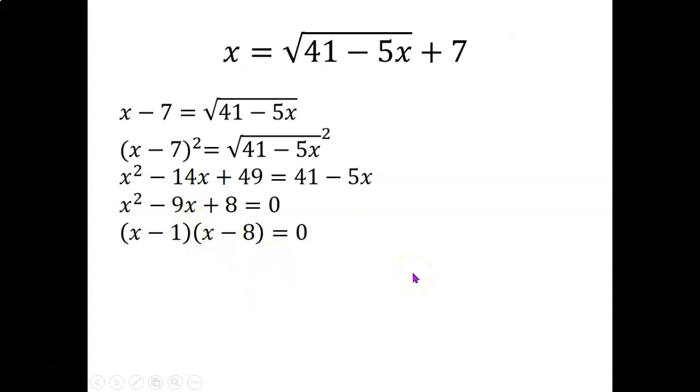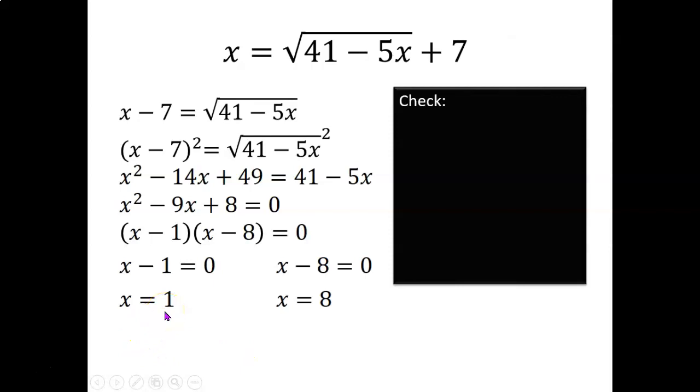Now set each factor equal to 0. x minus 1 equals 0, or x minus 8 equals 0. So x equals 1, or x equals 8. Are we all finished? No, we are not. There's still something we have to do. We have to be suspicious of these, and we have to check them in the original equation.